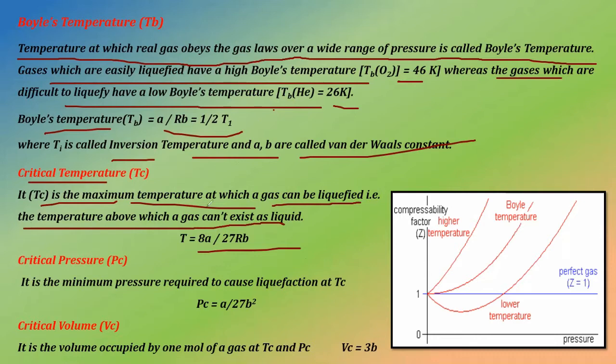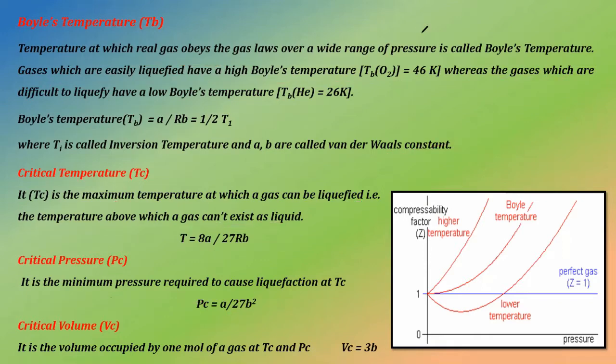27Rb, I have seen somewhere. Okay, fine. Critical pressure is the minimum pressure required for liquefaction, a by 27b square, and the last one is critical volume, the volume occupied by 1 mole of gas at Tc and Pc. Okay, the simplest formula, Vc equals 3b. Now this is one graph having Boyle temperature and compressibility factor, right? And it is showing that hydrogen and helium have a different type of slope and the others have a different type of slope. Okay, that's how it is.